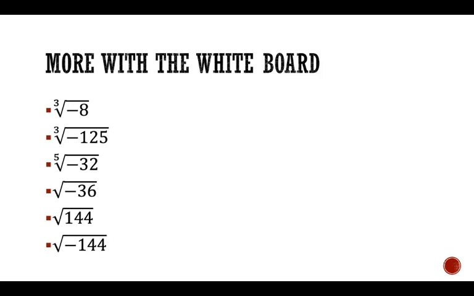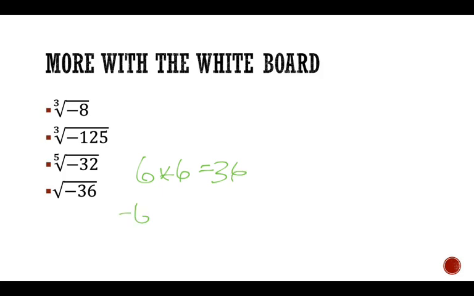You started. Because you can't have a square become a negative. You tried to do 6 times 6, and that gives you positive 36, right? But what if I do negative 6 times negative 6? What's that give you? Still positive 36, correct? And so it's undefined.